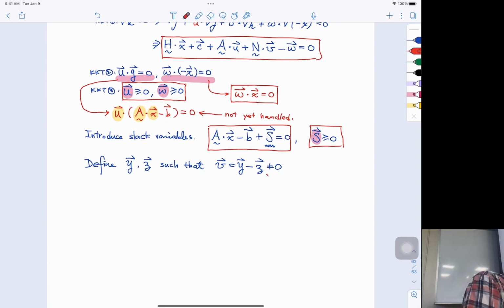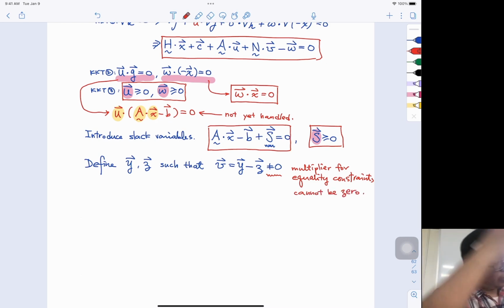Okay, so this is because the multiplier for equality constraints cannot be 0. Okay, that should have been mentioned earlier.